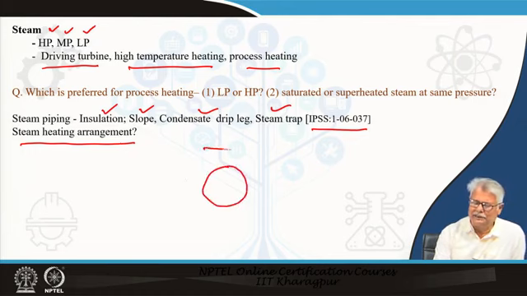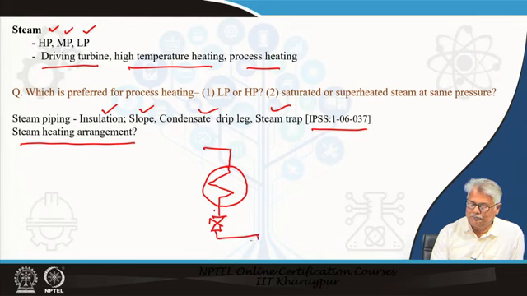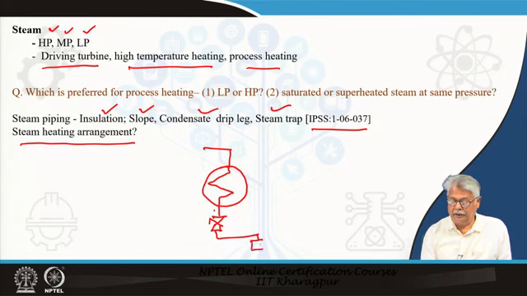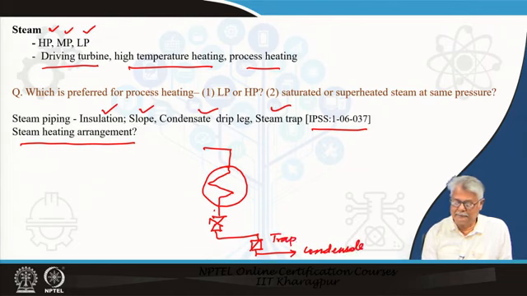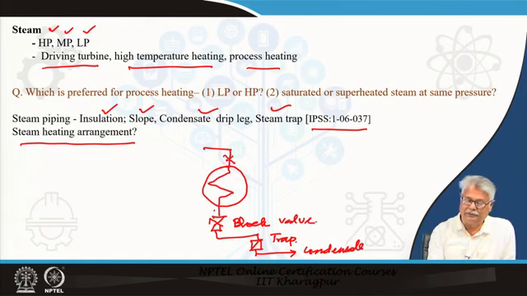You require for a steam heating arrangement, naturally, an arrangement something which will be looking like this. You will be having your steam heated exchanger. This will be the tube. It will come here. You will have an isolation valve. Then it will be coming to this, which will be your condensate. This will be the condensate trap. This will be a block valve, which is nothing but a gate valve for isolation.